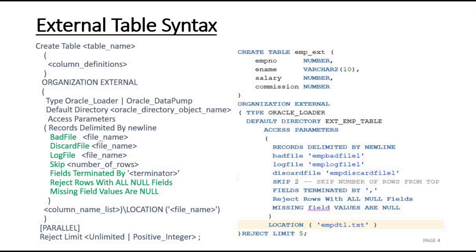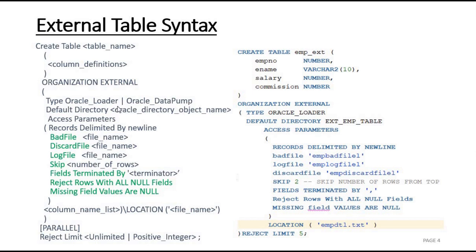Now let's see the syntax of the external table, how we can create it. An external table can be created like a normal table, and the syntax is the same as for a normal table. Create table, the table name, and all the column names and their data types we need to mention. After that we need to mention organization external. This indicates to Oracle that it's an external table. Then we need to define a type, whether Oracle Loader or Oracle Data Pump.